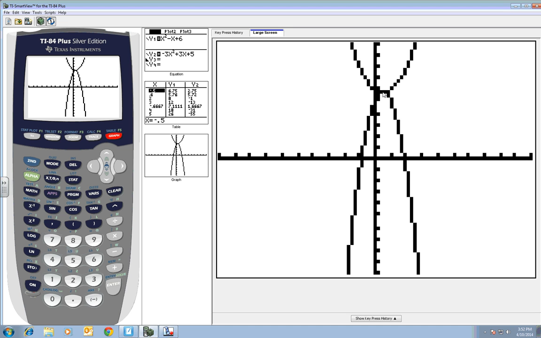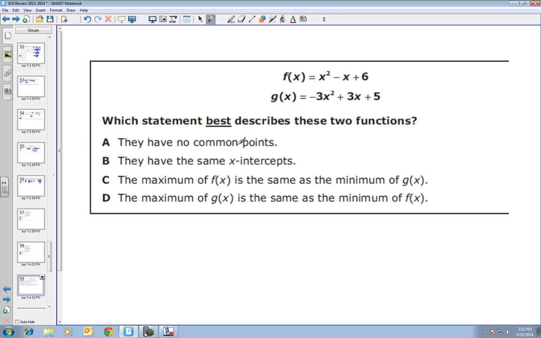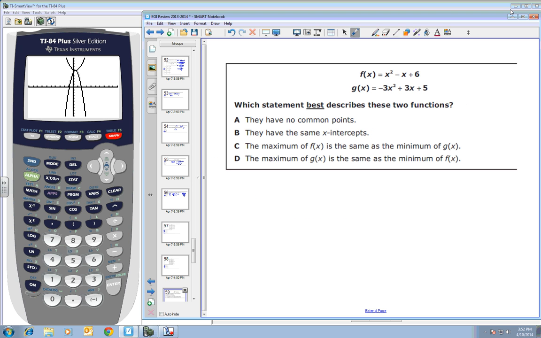Okay, so let's look at our choices here. Choice A, they have no common points. Well, that's not true. They do have common points. Okay, my common point was right there. They have the same x-intercept. Well, that's not true because this graph right here never crosses the x-axis.